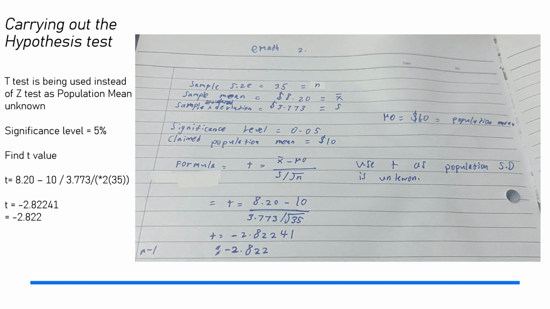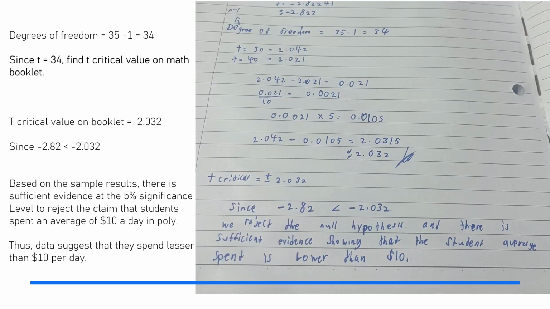This will give us a t-value of equals to minus 2.82241, and then rounding off to minus 2.88822. Alright, now we will find the degrees of freedom. So degrees of freedom, or how to find it, is basically just the number minus 1. So 35 minus 1 equals 34.